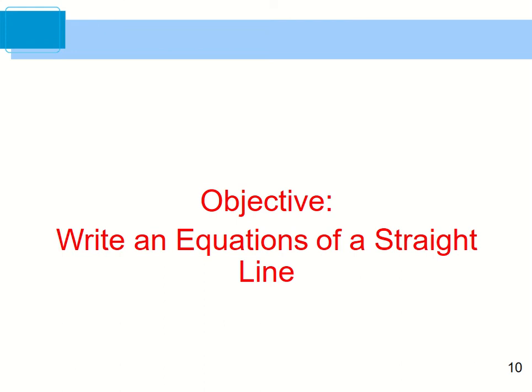In the previous discussion, we have learned how to find the slope of a straight line, and also learned the possible slopes and the graph. So for this chapter, the following discussion, we are going to write an equation of a straight line.